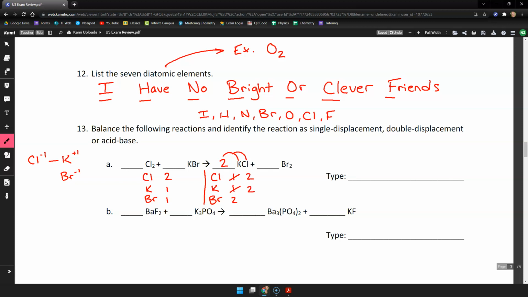So chlorines are good, but now the potassiums and the bromines aren't on the left side. So let's put a 2 here. So again, this distributes to both terms. 2 times 1 makes this 2. 2 times 1 makes that 2. Okay, so we are balanced. I'm just going to go ahead and throw 1s in here. I like to not leave anything blank. Okay, so this is a single displacement reaction.